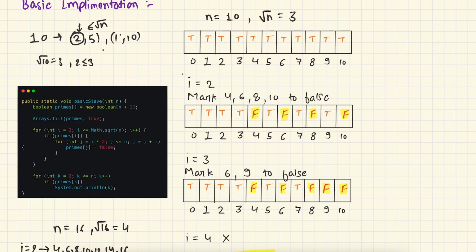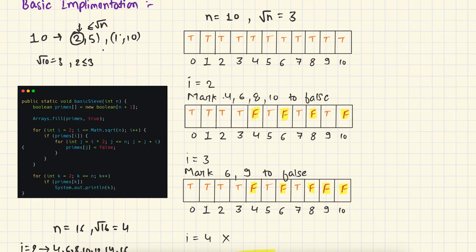When i is 2, we check if 2 is prime or not. This condition becomes true because 2 is already marked as true by default. So we enter this if statement, and then we run a loop from i times 2, which is 2 times 2, that is 4. We run the loop from 4 to less than or equal to n, and in each iteration we increment j by i. The first element is 4, then 4 plus 2 is 6, 6 plus 2 is 8, 8 plus 2 is 10.